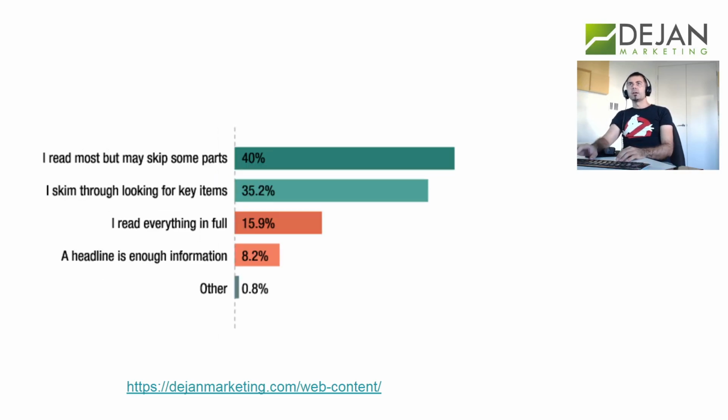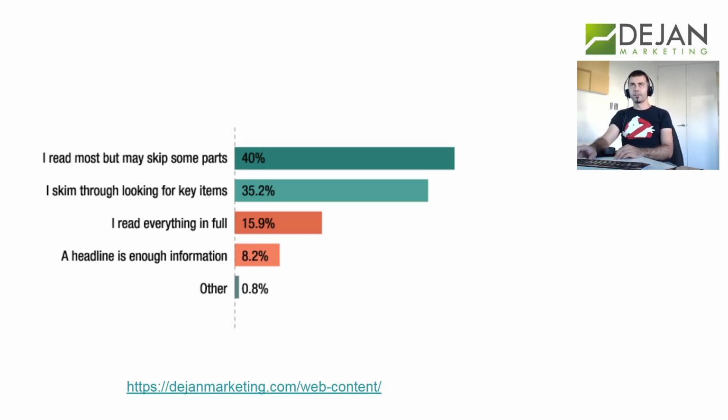People are mostly skipping and scanning. So 40% of the respondents on the survey that we did said yeah, they read most but may skip some parts. So 40% of people will skip part of the content. Now, 35% say I skim through looking for key items. Only 16% read everything in full. And there's an 8% who just read the headline.